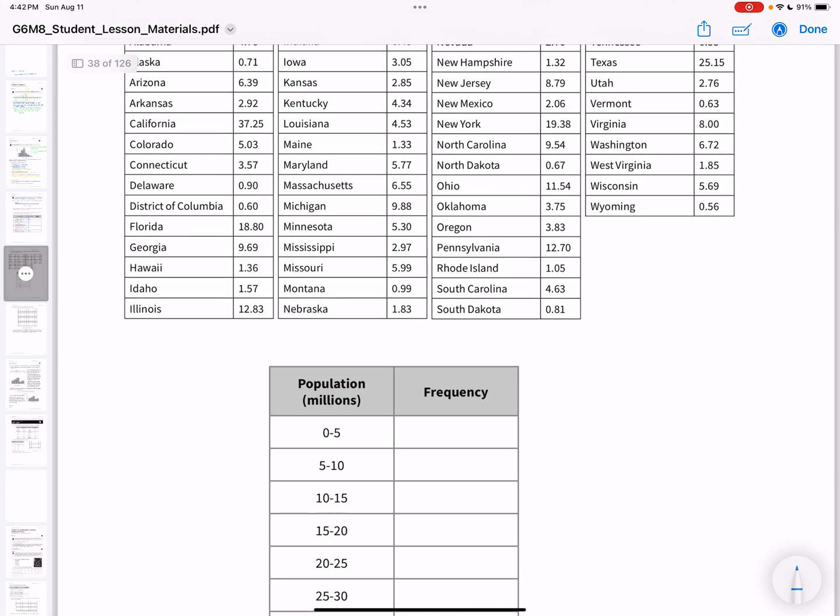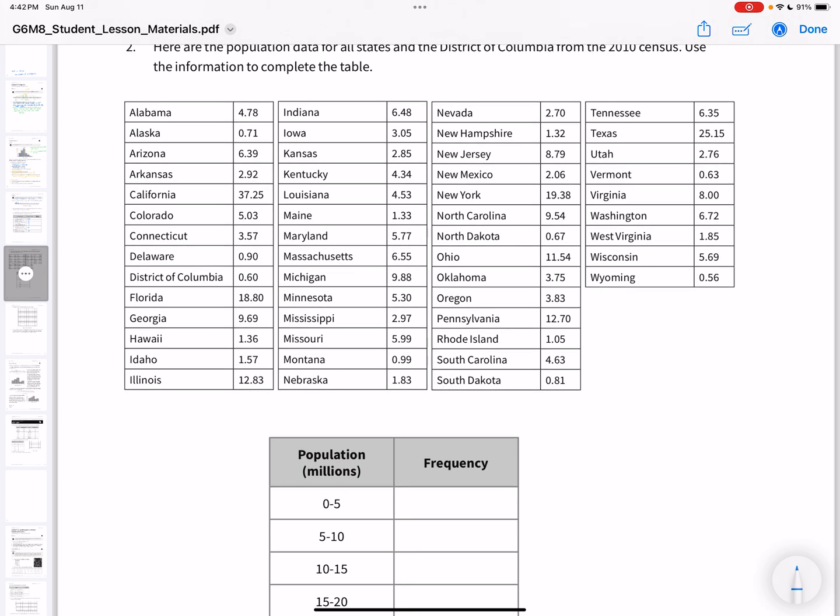We are going to look for populations between 0 and 5 million. So here's 1, 2, 3, 4, 5, 6, 7, 8, 9, 10, 11, 12, 13, 14, 15, 16, 17, 18, 19, 20, 21, 22, 23, 24, 25, 26, 27, 28, 29. So our frequency is 29.